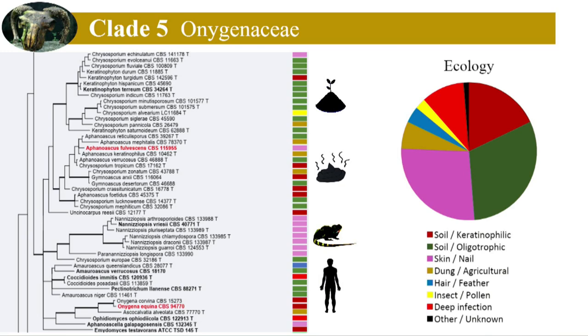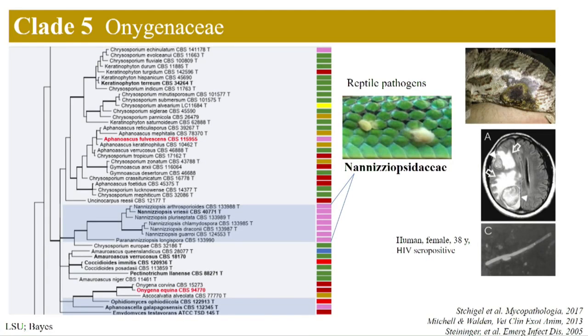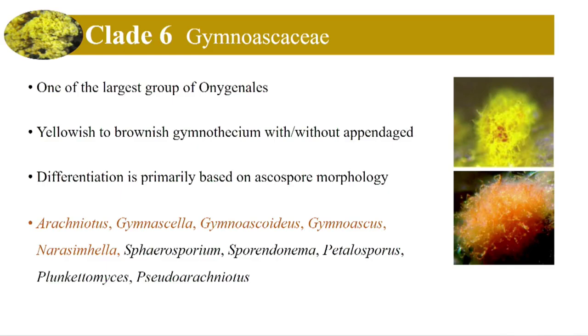And Onygenaceae, based on the type species Onygenaceae equina, showed mainly soil isolates. And here you can see there was one specific group, isolated from skin and nail, skin mostly, and from reptiles, which was also introduced as Nannizziopsidaceae, as a new family. But based on our criteria to decide clades, we kept it in Onygenaceae instead of a separate family.